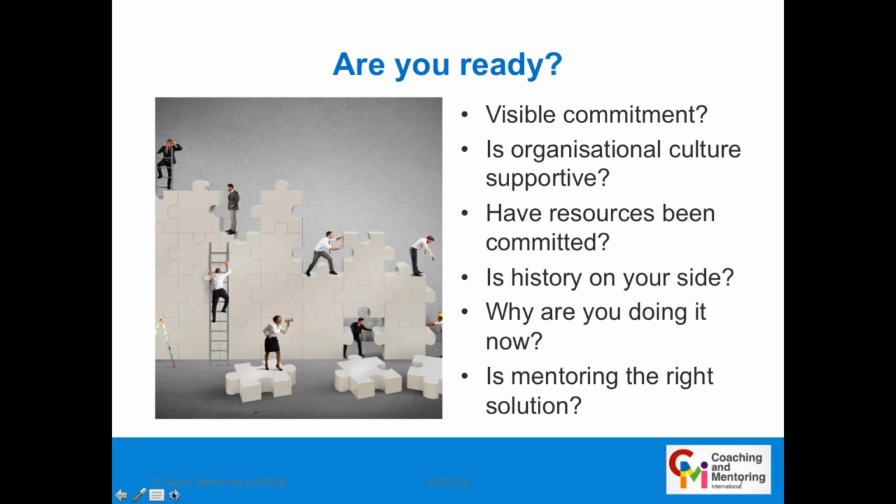I'll never forget one episode where I was pinned against the wall by some people during a client visit because they'd had mentoring previously, about 5 years ago, and it had gone disastrously wrong, but nobody had bothered to tell me about this before I went in to visit the client. So think about history and whether the organisation has tried mentoring previously. And why are you doing it?